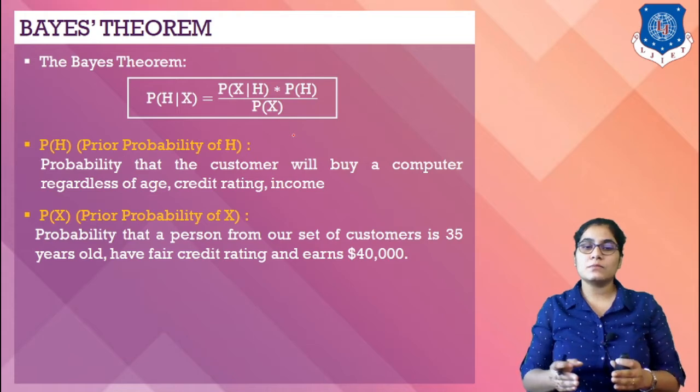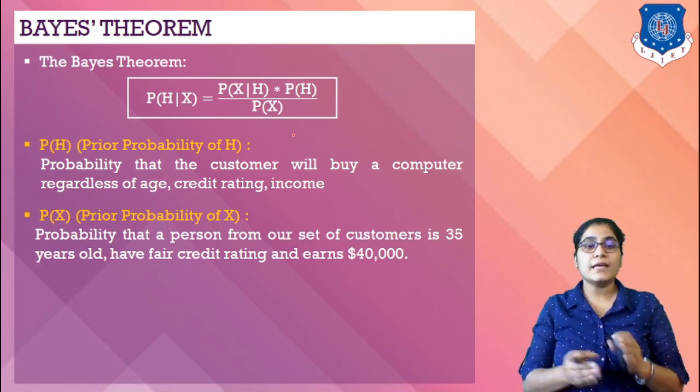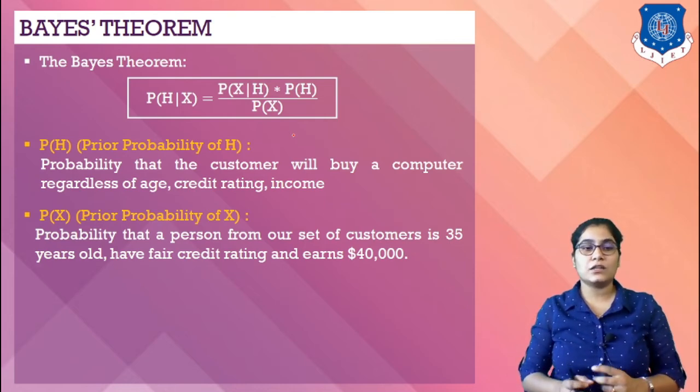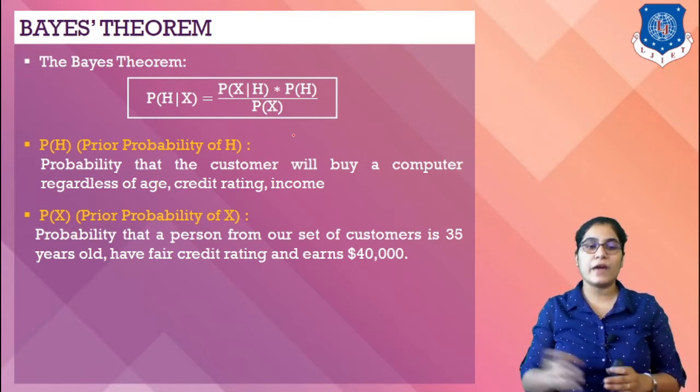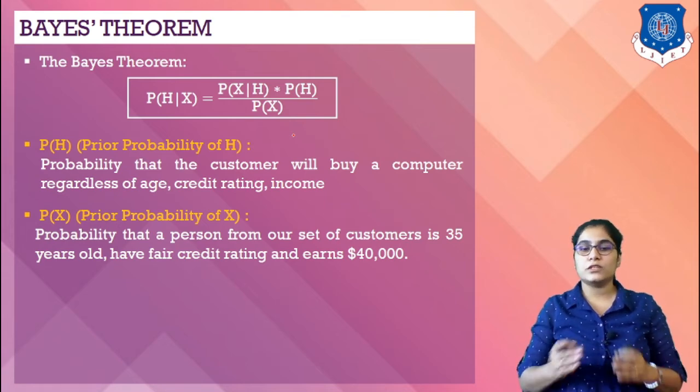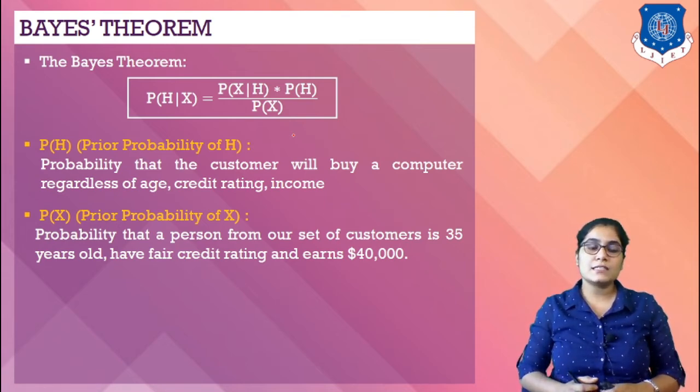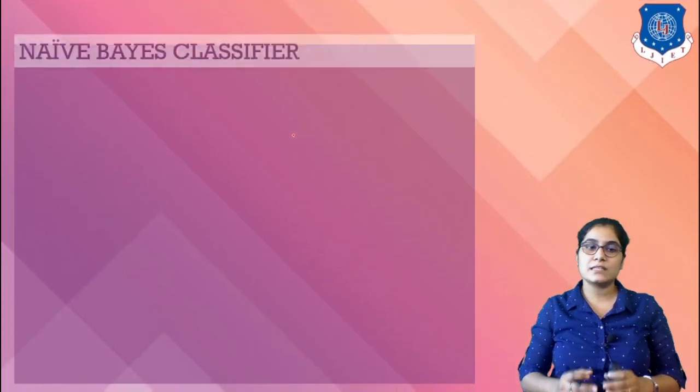Next two notations are P(H), which is known as the prior probability of H. It is the probability that the customer will buy a computer regardless of age, credit rating, income, etc. Here age, credit rating and income are the attributes of customer X. Next, P(X), which is known as the prior probability of X. That is the probability that a person from our set of customers is 35 years old, has a fair credit rating and earns $40,000.